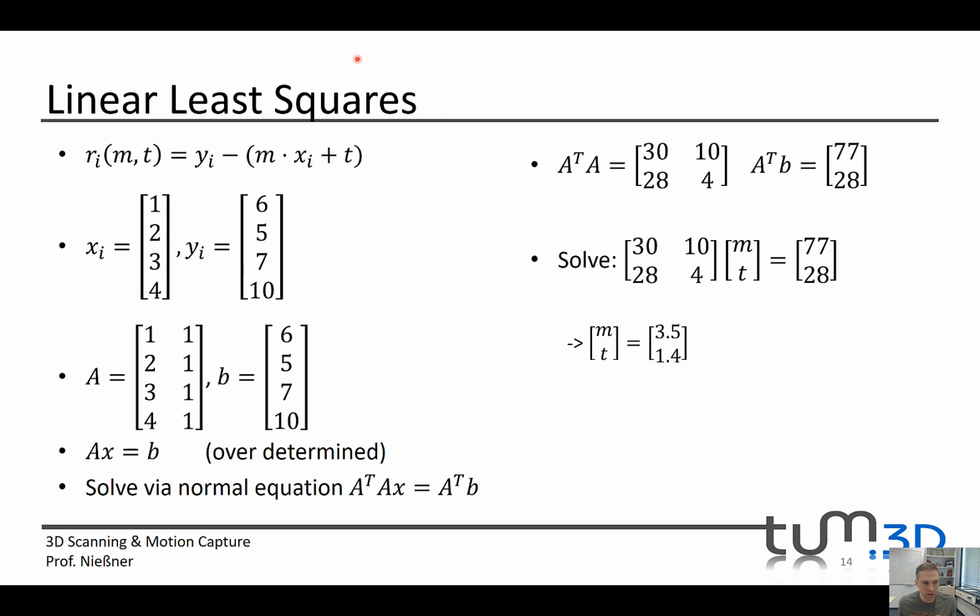Okay, so we're going to have 2 vectors here. Each of these are points. So 1 and 6 is one data point, 2 and 5 is one data point, 3 and 7 is one data point, and 4 and 10 is a data point.